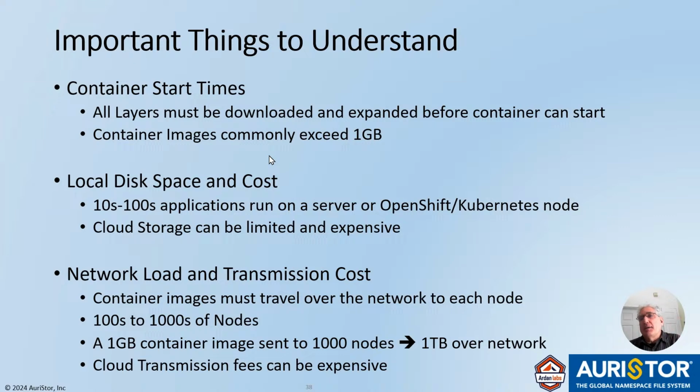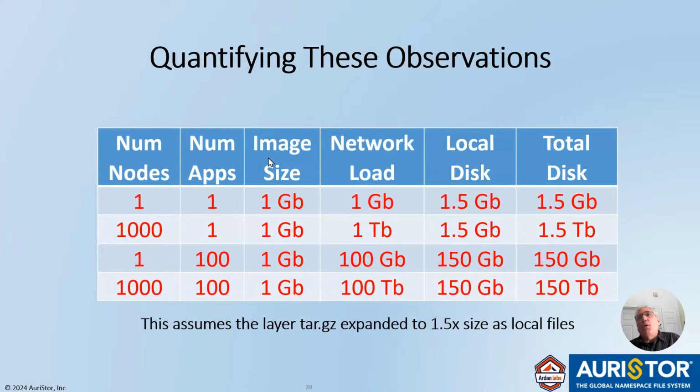Downloading 1,000 gigabyte applications is a terabyte over the network. So quantifying this, if I'm downloading one node onto one application and the image size is 1 gigabyte, it's going to be a gigabyte over the network and approximately 1.5 gigabytes on your disk, because a compressed file gets bigger when you uncompress it, for a total size of 1.5.